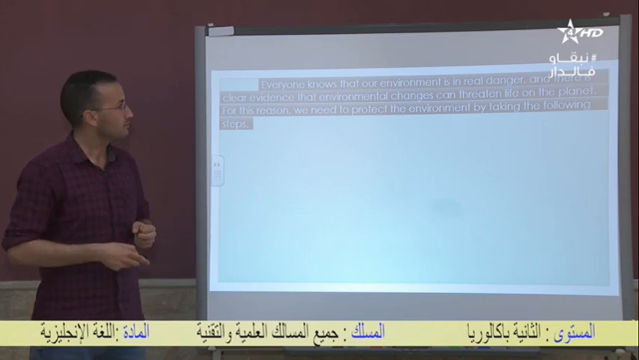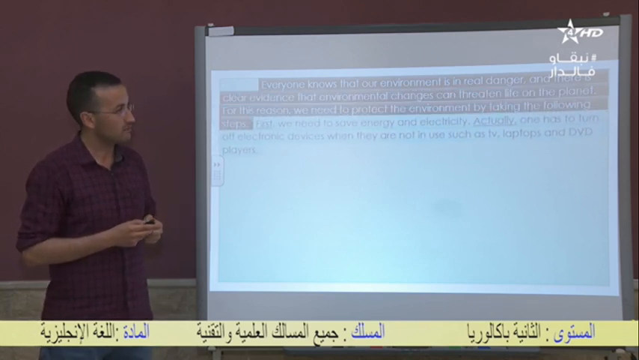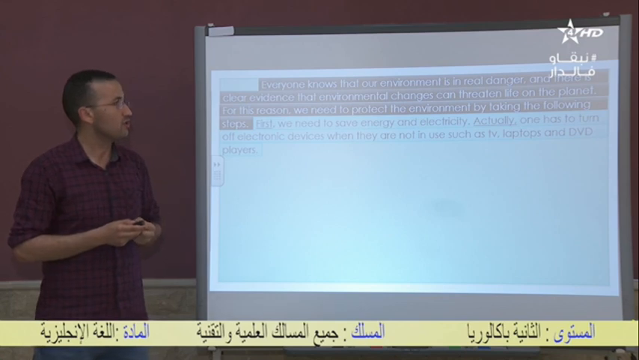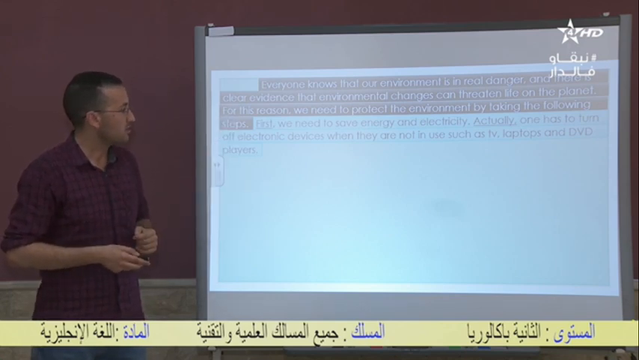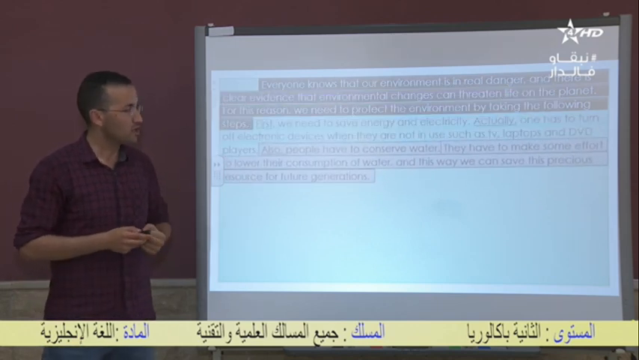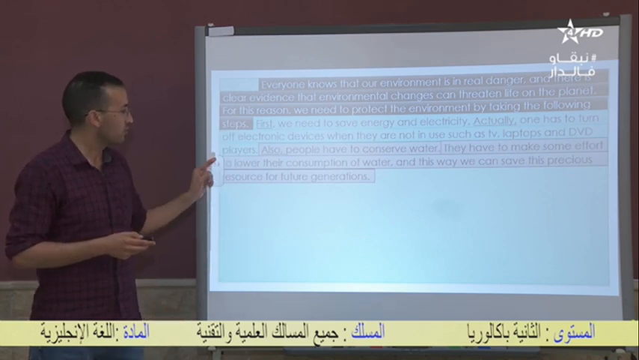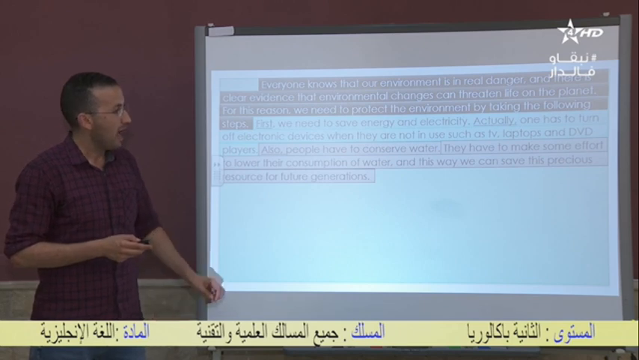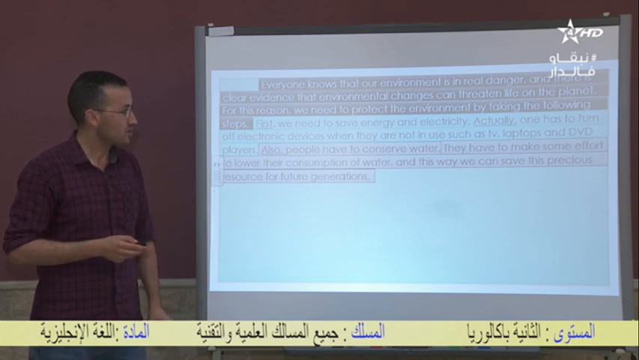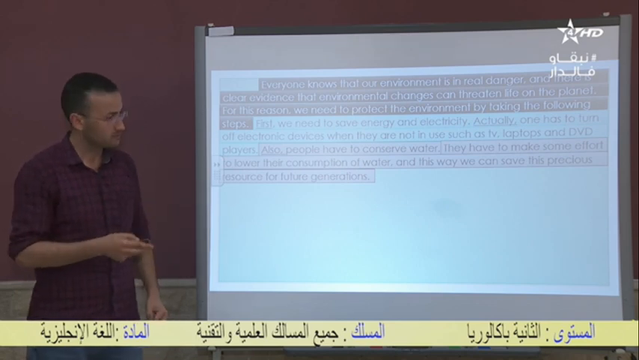So, first, we need to save energy and electricity. Actually, one has to turn off electronic devices when they are not in use, such as TV, laptops, and DVD players. Next, also, people have to conserve water. They have to make some effort to lower their consumption of water. And this way, we can save this precious resource for future generations. So, of course, we're doing this for us first and for future generations.